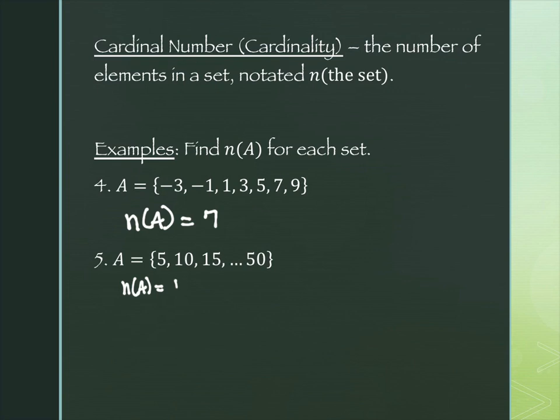Yes, Autumn, thank you. It is 10. There are 10 of them. It's small enough we can count it. It's no big deal. But what if this didn't say from 5 to 50, it said 5 to 22,965? I got to end in 5 anyway. That's a different question, right?